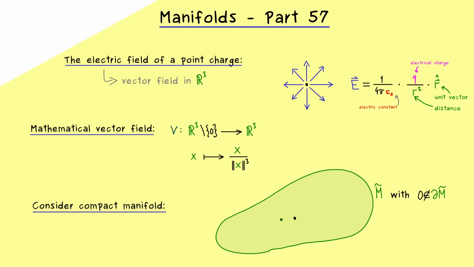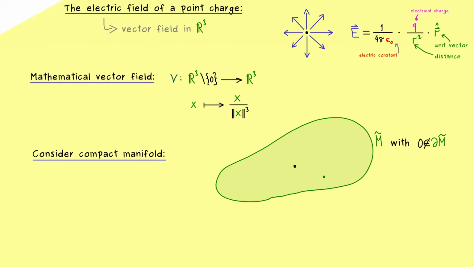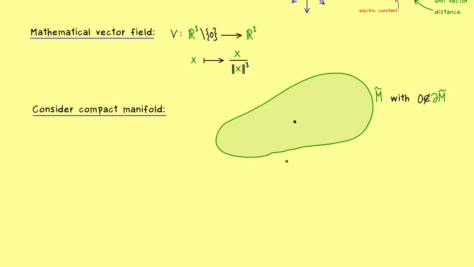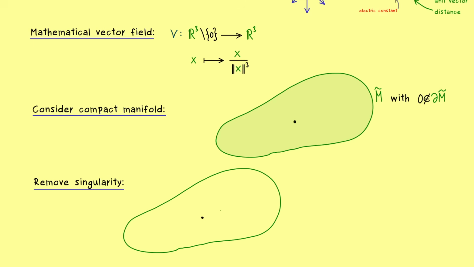You know, we want to apply Gauss's integral theorem, which means we have to remove the singularity in some way. And we will do that by considering an epsilon ball around it. So quite simple, just consider m tilde and an epsilon ball around the origin, which is small enough such that it is completely contained in m tilde.